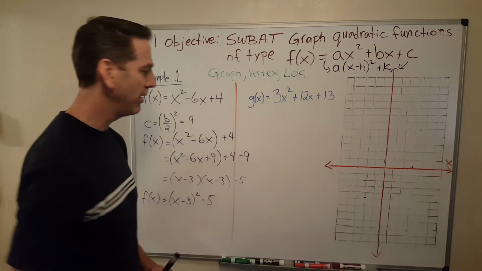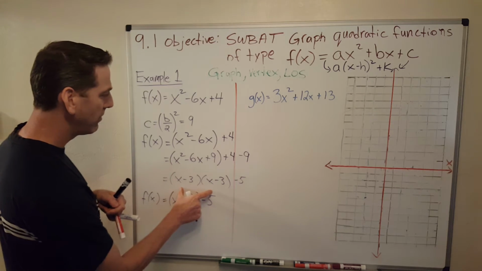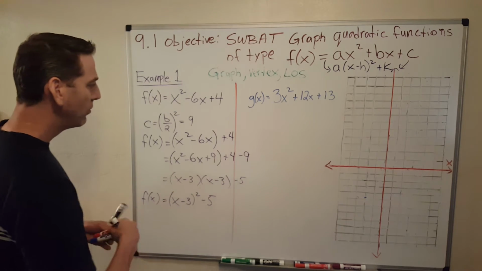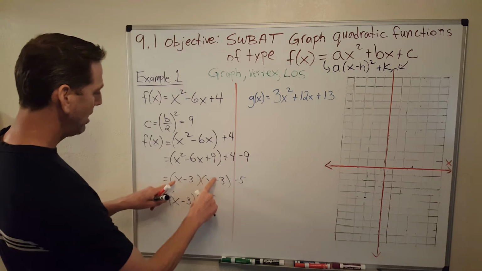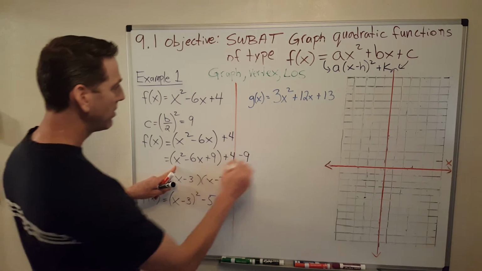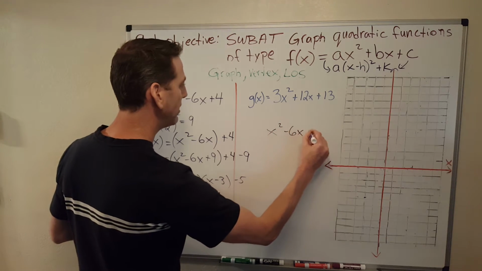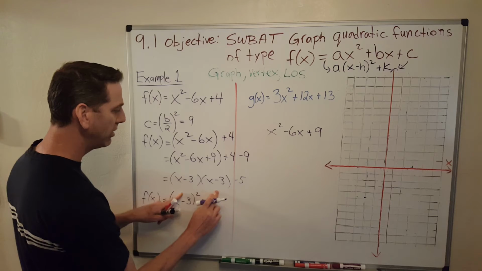Let me go ahead and do that. This step right here. How did I get from this step to this step? Okay. Well, if I factor this trinomial, let me just try it over here. x squared minus 6x plus 9. How did I get from here to here?